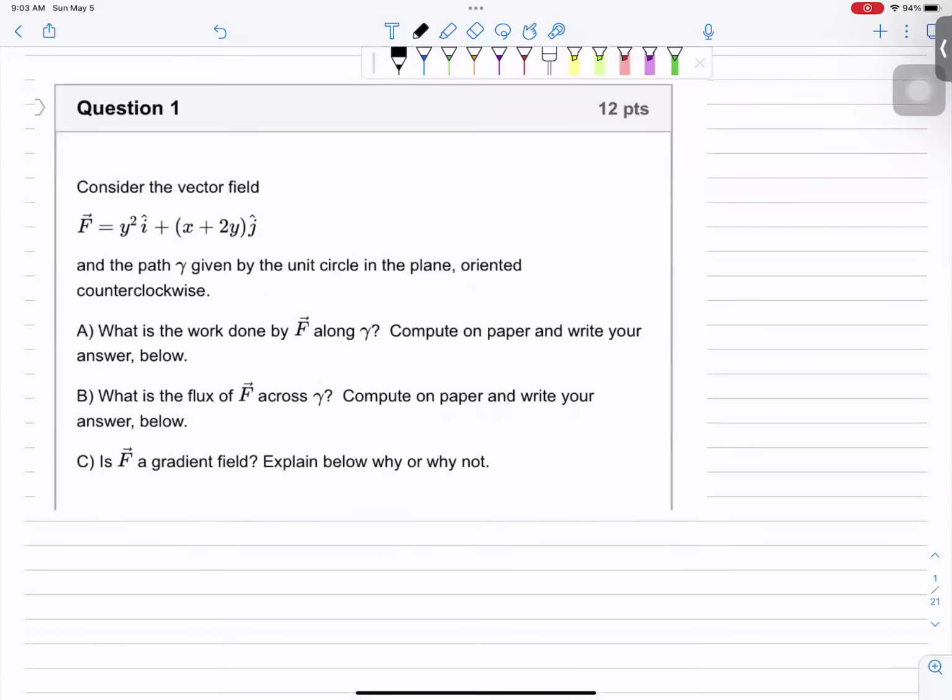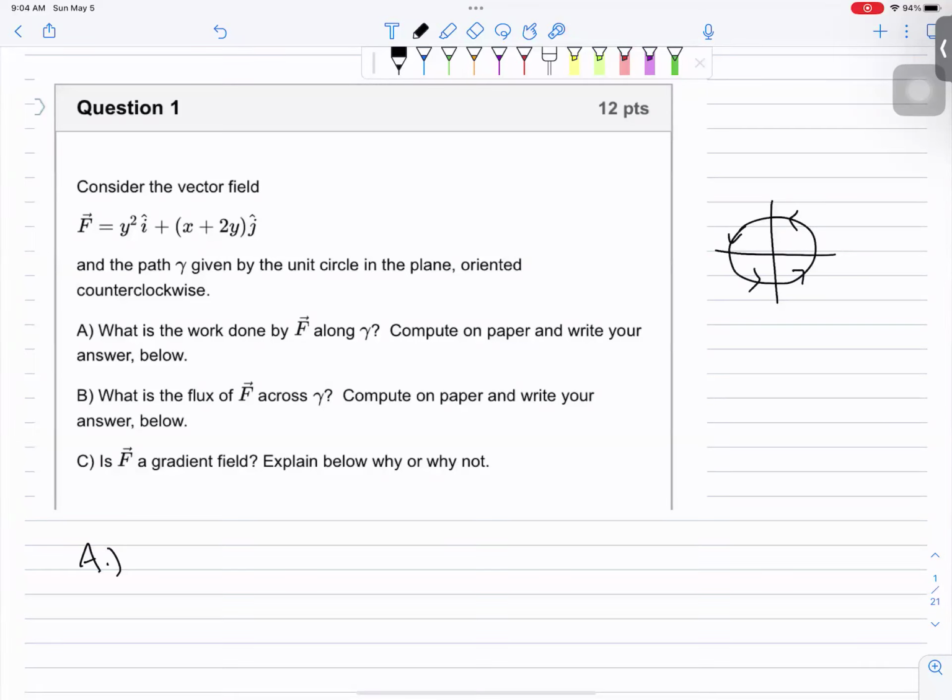All right, question one. Consider the vector field and this path given by a unit circle in the plane oriented clockwise. What is the work done by F along the path? So we have a vector field, and a path that is our unit circle in the plane, and they're telling us that it's oriented counterclockwise, like this way. And question A is: what is work defined as?